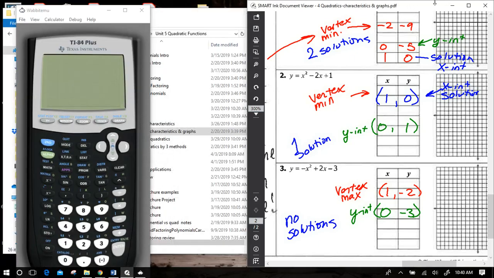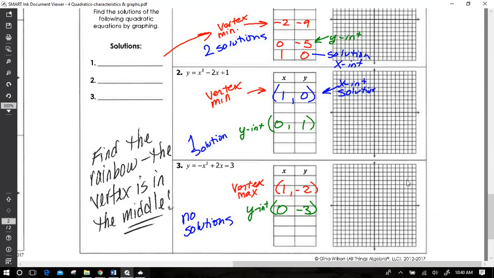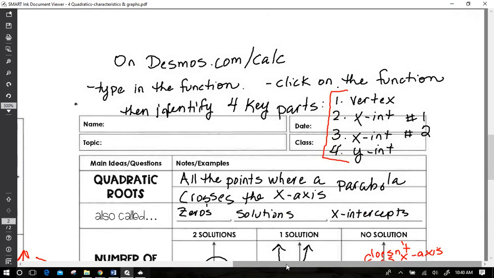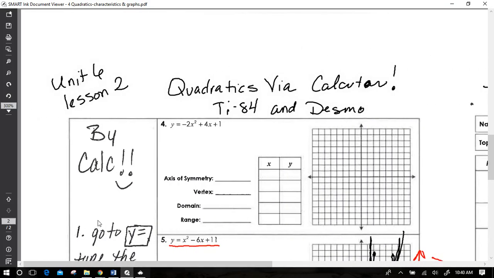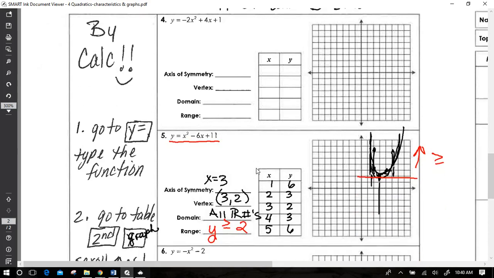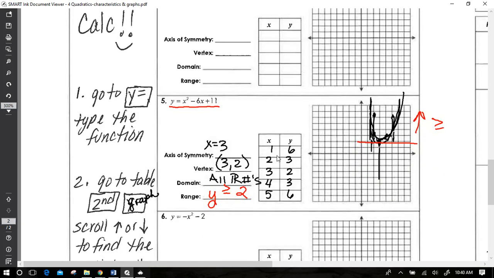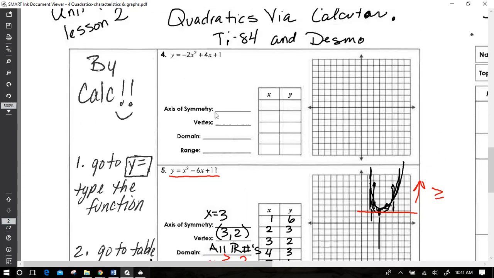So let me minimize this and make this larger. This was our entire lesson today. It is just all doing this in the calculator, okay? Unit 6, Lesson 2. So practice with both types of calculator while you're doing this. I know all of you should have Desmos. Most of you should be able to get the TI-84 download. Remember, there is one for Apple and there is one for Android. All right, until next time.